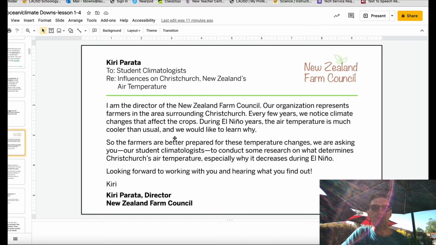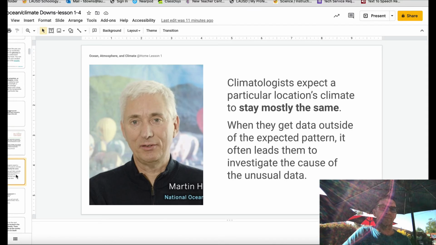Our organization represents farmers in the area surrounding Christchurch. Every few years, we notice climate changes that affect crops. During El Nino years, the air temperature is much cooler than usual, and we would like to learn why, so the farmers are better prepared for these temperature changes. We are asking you, our student climatologists, to conduct some research on what determines Christchurch air temperature, especially why it decreases during El Nino. We're going to help the farmers. I like it. Looking forward to working with you. Thanks, Kiri. We'll talk to you soon.